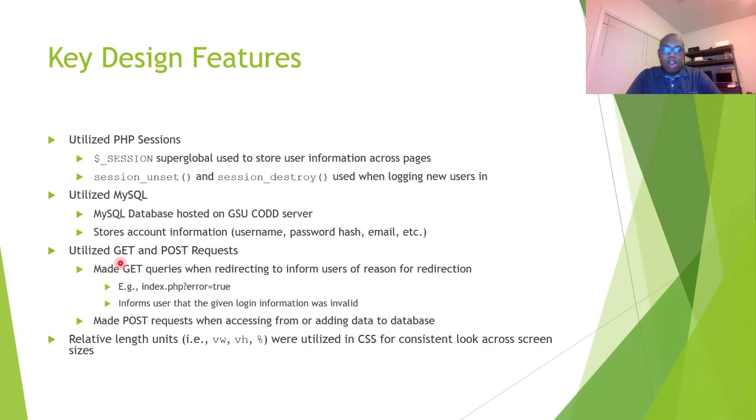Additionally, we made use of GET and POST requests. We made use of GET queries when redirecting to other web pages to inform users of the reason for redirection. For example, when users are redirected to index.php with a GET request where error equals true, the web page informs the user that the given login information was invalid. We also made POST requests when accessing data from or adding data to the database. Finally, we utilize relative length units in our CSS styling for a consistent look across screen sizes.